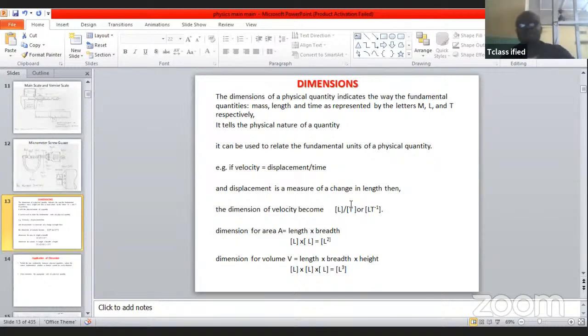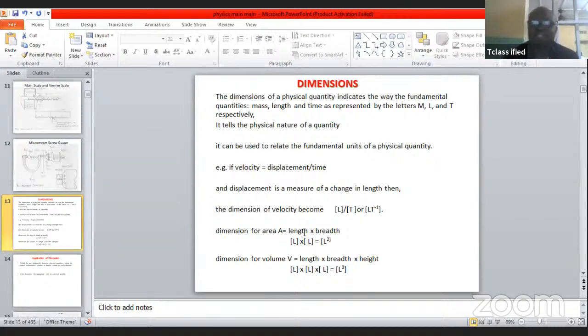So whenever you're talking about dimensional analysis, we are talking about representation of our quantities in terms of their fundamental quantities written in form of M, L, and T. Okay, let's look at another quantity, say area. How did you get area? Area is simply gotten by saying length times breadth. And we know that length is L, breadth is also L. And that's why we can say L times L, which is L squared.